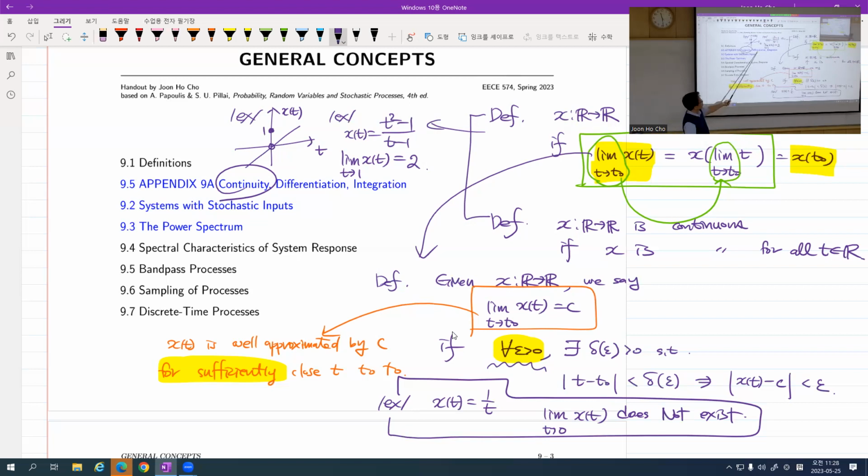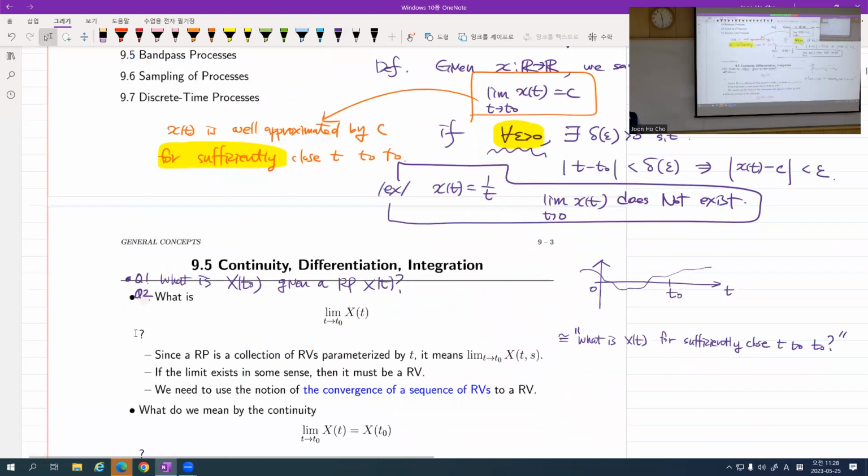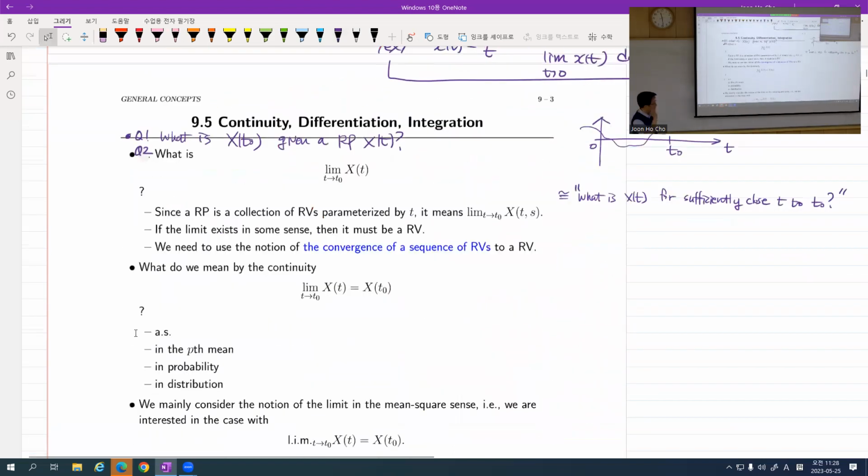What about the differentiation or first order derivative of a function? And what is the integration? They all involve some kind of limit process. But we will first see the stochastic continuity. So here goes the question. First, let's refresh our memory. Given a random process X, a continuous time random process, the first question is, what is X of t0? What was that? Anybody? A random variable, right? So this is a random variable.